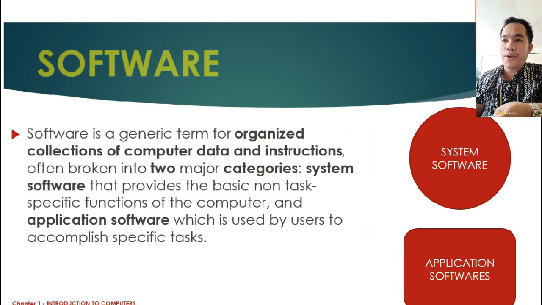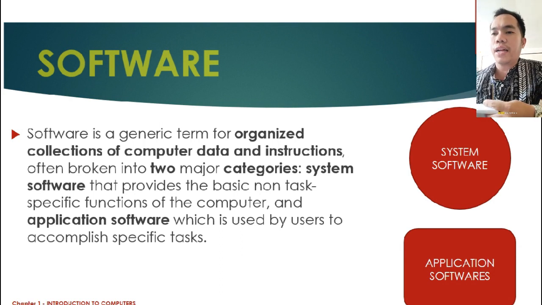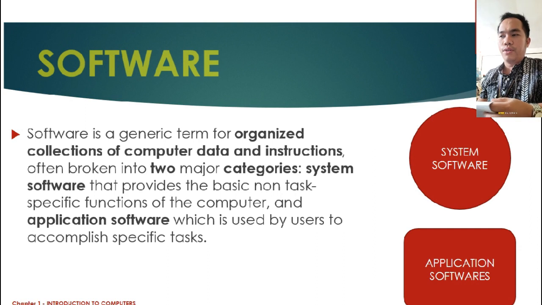Next, let's proceed to software. Unlike hardware, when we say software, it is an organized collection of computer data and instructions, often broken into two major categories: the system software and the application software. Software is intangible, unlike hardware which is tangible. Intangible meaning we cannot touch it, we can only see it on the computer screen. So let's discuss what these software are. Next slide.